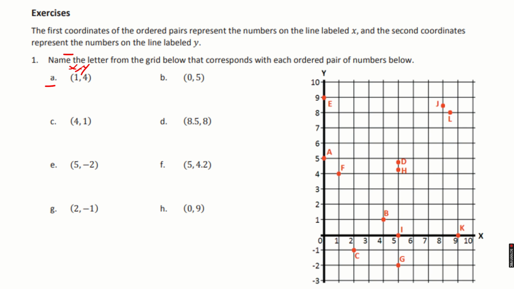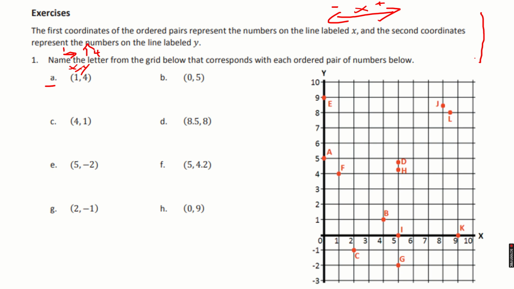So x means I'm going to go over 1 space, and then y for the 4 means I'm going to go up 4 spaces. Remember, if it's positive and it's the x value, we move to the right. If it's positive and it's the y value, we move up. If it's negative and the x value, we move left. So just like a number line, which is why this ties in so well. If this is my x, positives move to the right and negatives move to the left.